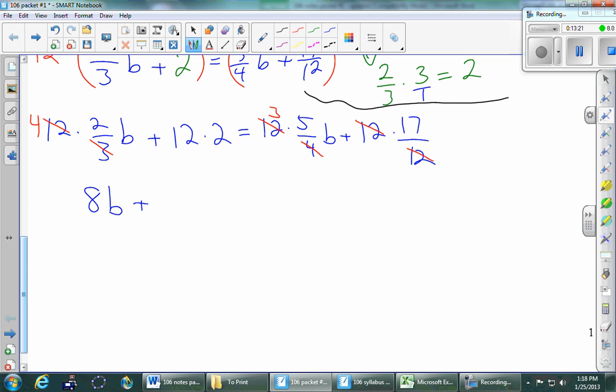Plus 12 times 2, 24. That part was never the problem. And then look at your paper and really carefully figure out what's there in this next term. There's a 3, there's a 5, there's a b, 15b. And then plus 17. And after all that work, what have we gotten rid of? Fractions.